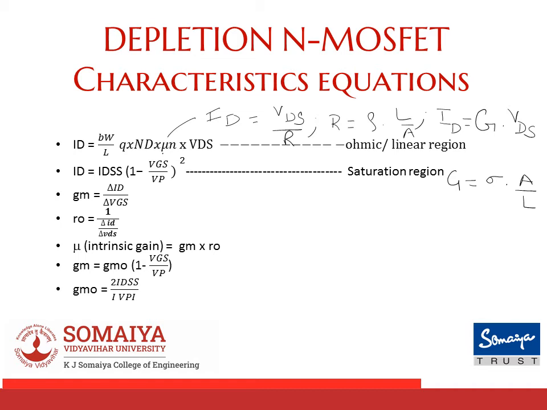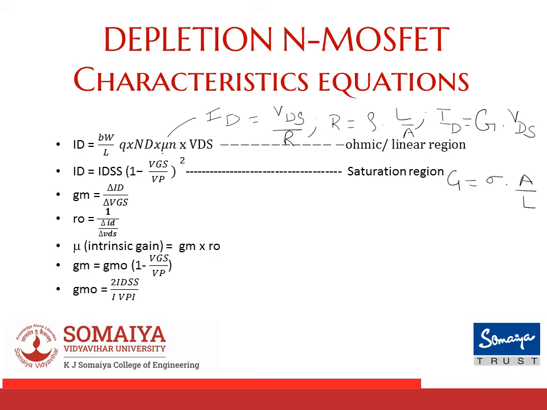That is how we got back to that first equation, which is ID is equal to area, which is breadth into width W, upon length L, into conductivity, which is given by electron charge into my doping density into my mobility mu n, into, when I multiply it with my VDS, I get my current ID.